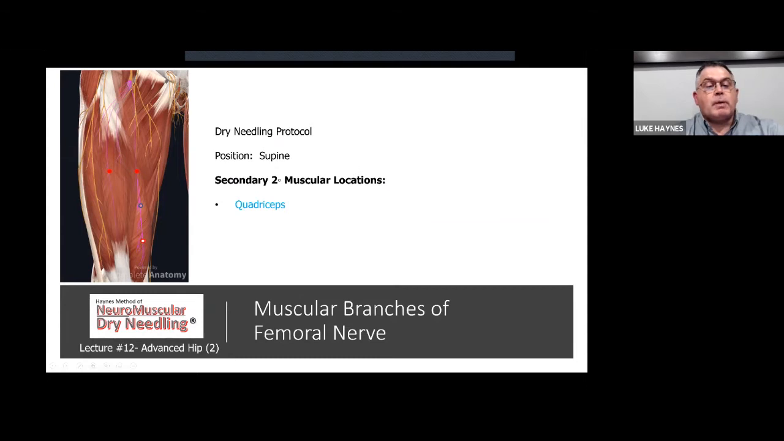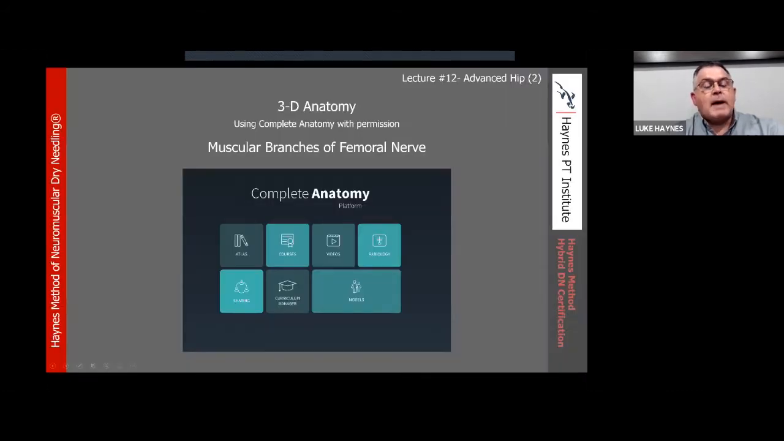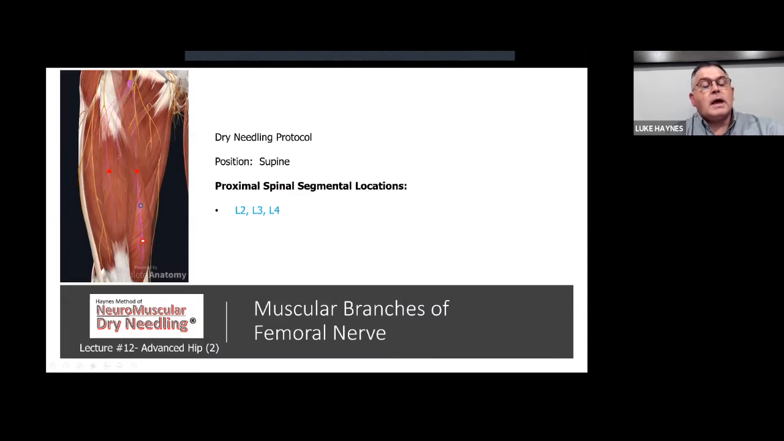We can also, because it is femoral nerve, go ahead. We've needled rec fem, we've needled vastus intermedius and medialis. We can go ahead and drop a needle on the lateral aspect to catch vastus lateralis and complete our quadriceps. And then from a spinal segmental location, again, we can go up at L2, L3, L4.